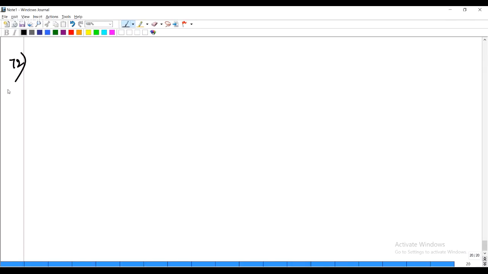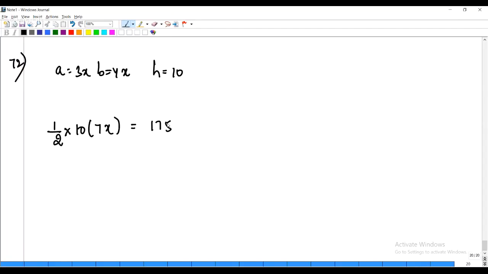72. Two parallel sides are in the ratio of 3 is to 4 in the trapezium. The perpendicular distance between them is 10. So actually A is equal to 3x, B is equal to 4x. The perpendicular distance, which is nothing but the height, is 10 centimeters. What is the length of the shorter parallel side, if the area is 175? The area is half into h into the sum of parallel sides, which is equal to 175. 7 ones are 7, 7 twos are 14, and 5s are... X is equal to 5. The shorter side becomes A, which is 3x, which is 15 centimeters.